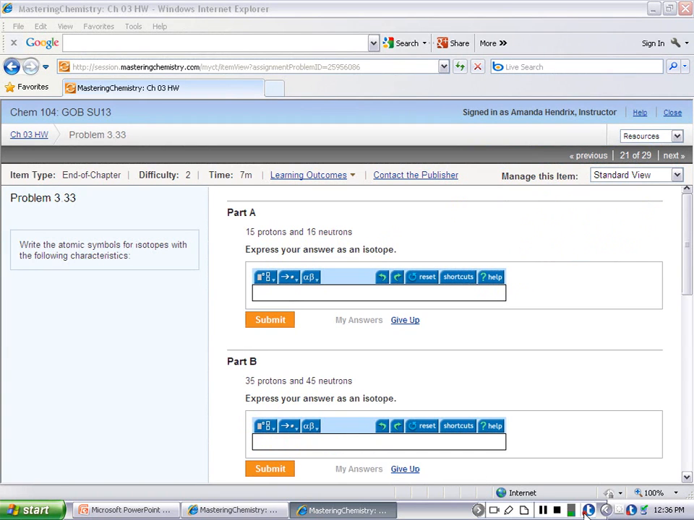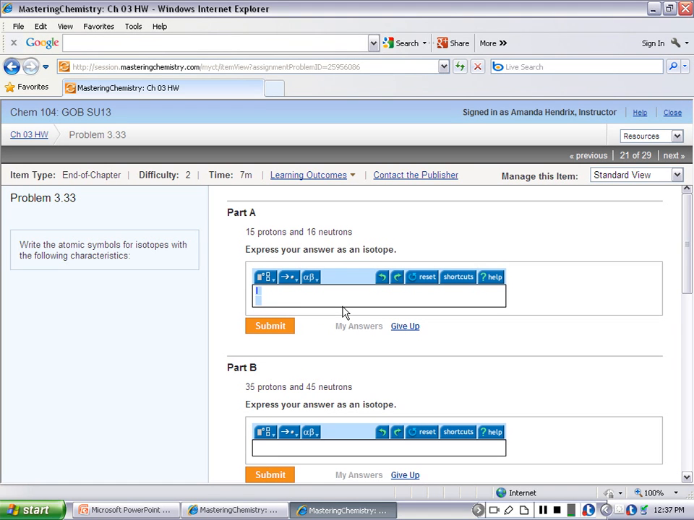Okay, now we're going to flip over to Mastering Chemistry. I've gone in here, I've gone to problem 3.33, and I'm just going to show you quickly how to enter one of these into Mastering. Because we're writing an atomic symbol, we are going to go to what is highlighted here that says Templates, and click. So we're going to move over to this Stacked Super Subscript. This is what we're going to need in order to put in our atomic symbol.